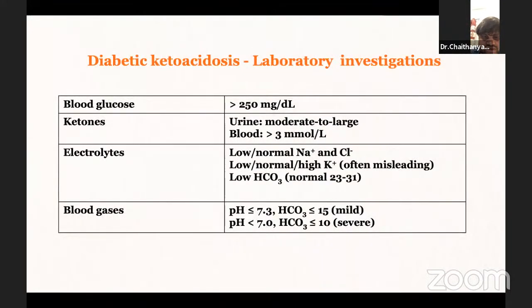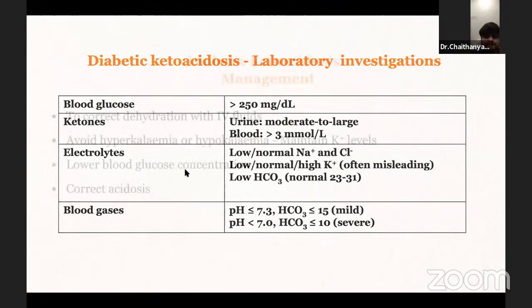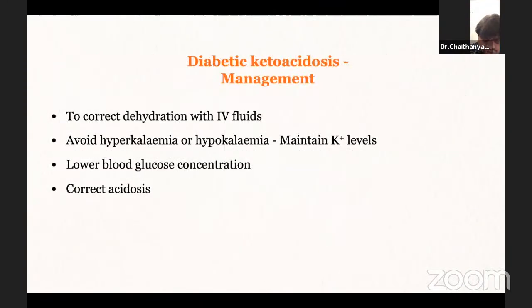So blood glucose levels are usually elevated. You can have urine ketone bodies as well as blood ketone bodies. If you check the electrolytes, you can have low sodium, low potassium, and low bicarbonate. And if you check the pH, it can also be low. Next slide. So this is how you manage. First, you should always correct the dehydration with the help of IV fluids. Then you should take care of the electrolytes and acidosis. Then you should take care of the blood glucose with the help of insulin administration. Next slide.